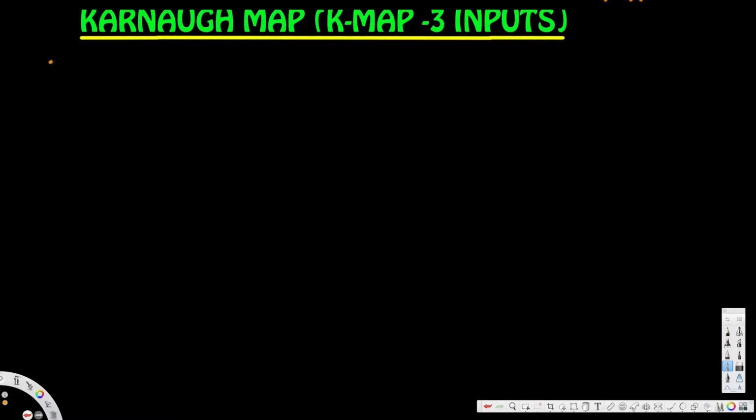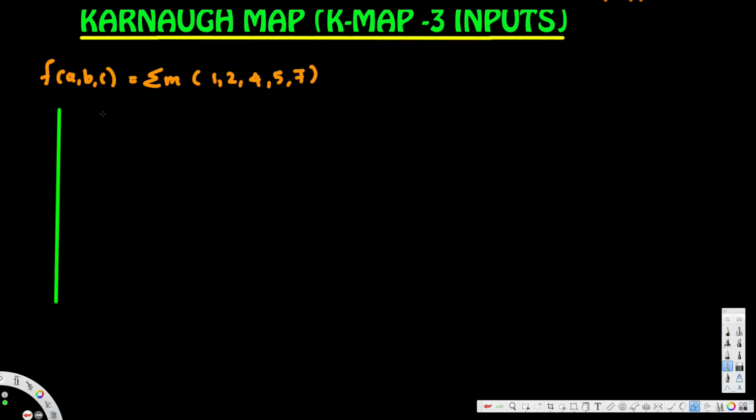Let's say we have a function of a, b, c, and the min terms are given, summation of min terms 1, 2, 4, 5, 7. When they say summation of min terms, this is the location where we have ones. Now let's look at the truth table for this one. Okay, let's go ahead and draw the truth table.